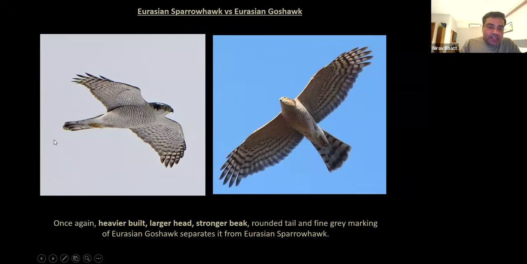What we see here once again is a very heavy build of Eurasian goshawk on the left side versus a sparrowhawk on the right side. Larger head projection, one. Second, larger beak, two. So these are the two main pointers, and a wedge shaped tail. These are the three pointers which point to a goshawk in this case. Here, absence of gular stripe is applicable to both. Dark eye mask is applicable to both. So what is not important is the eye mask, and the gular stripe. The markings are more gray rather than rufous.